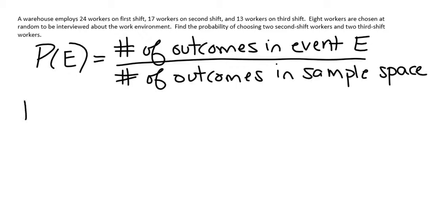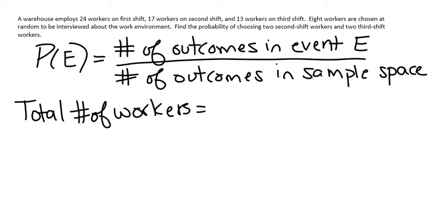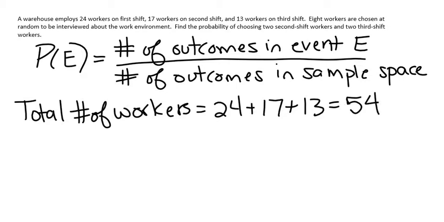The total number of workers that we have is 24 plus 17 plus 13, which is equal to 54. And out of these 54 workers, we're going to choose 8.